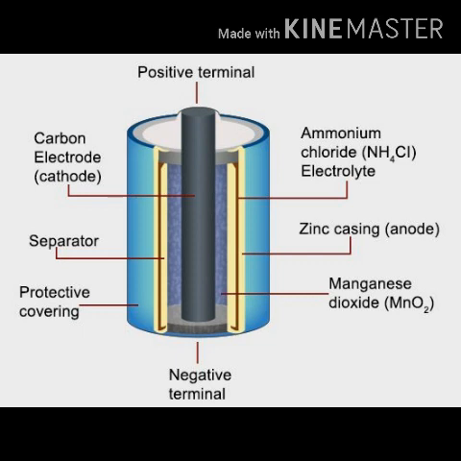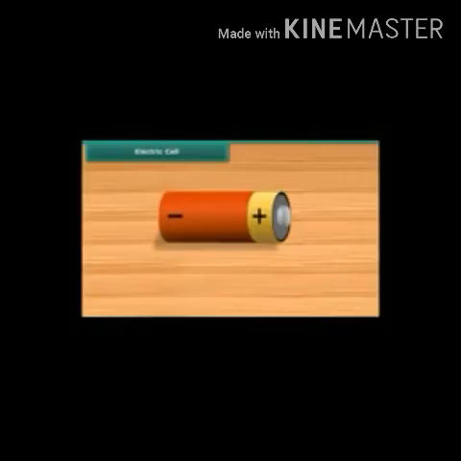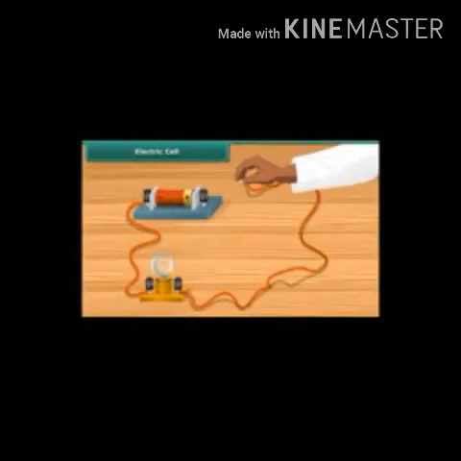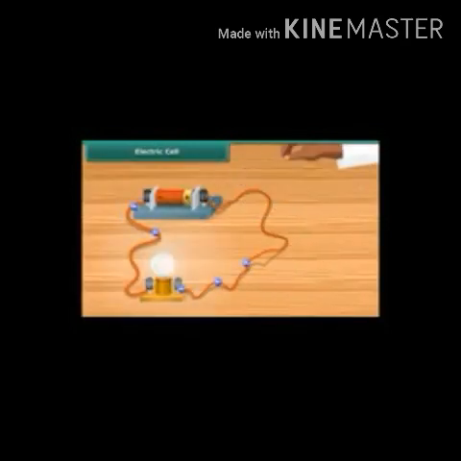There is a graphite rod at the center of the cell. This is the positive terminal of the cell. A paste of manganese dioxide is filled outside the rod. Manganese dioxide is used to protect the graphite rod. Because of the chemical reactions of all these chemicals, electric charge is produced on the two terminals and an electric current flows in the circuit.